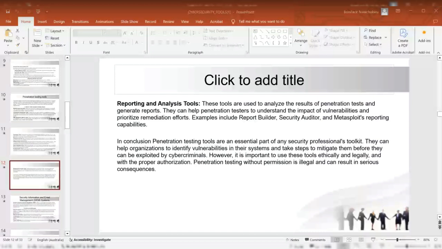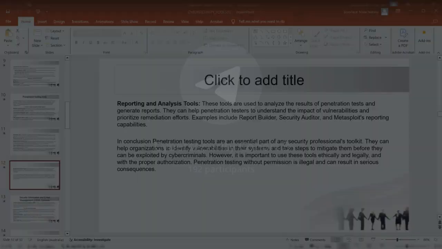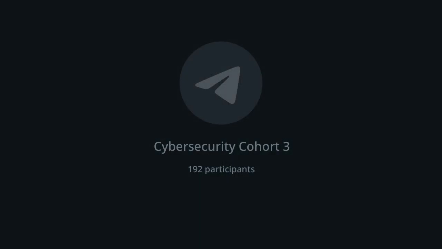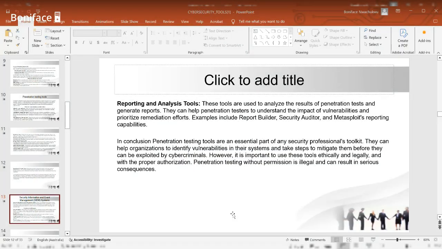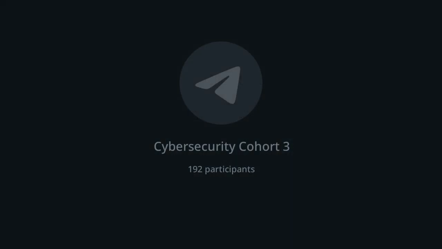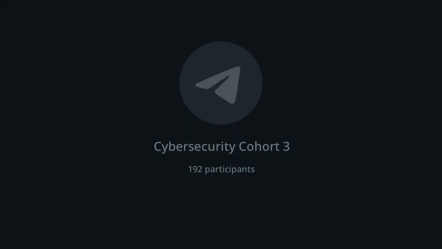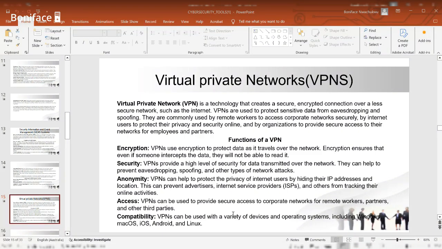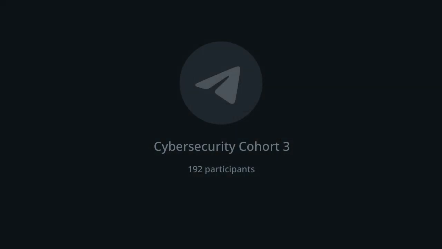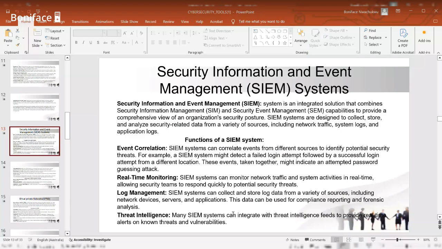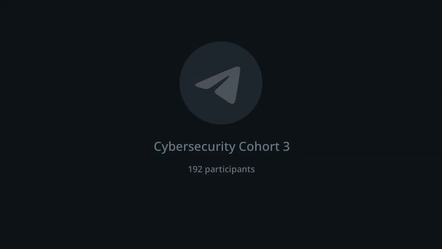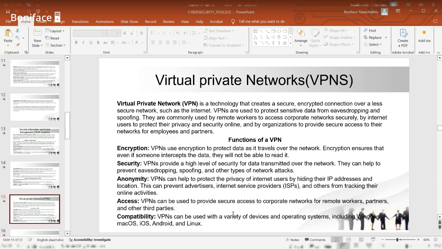Okay, moving further. This is talking about VPNs. Mind you, I didn't talk about SIEM, not that I didn't see it, I saw it here, but you can always read it up. Now, this VPN is a very interesting concept. Even before you came to this cybersecurity class, you must have used a VPN at one point or the other.